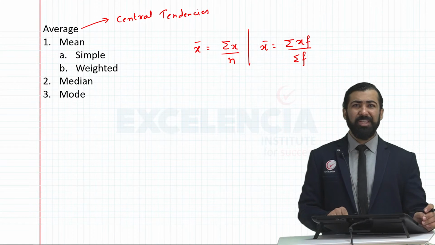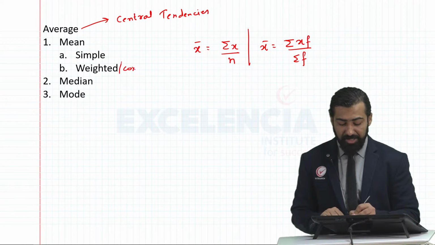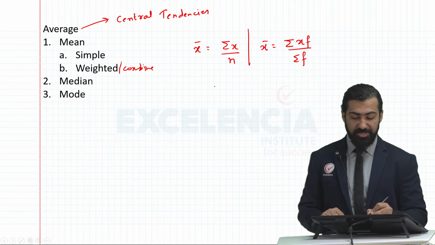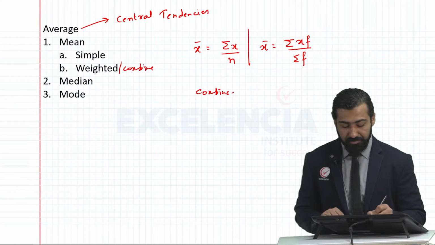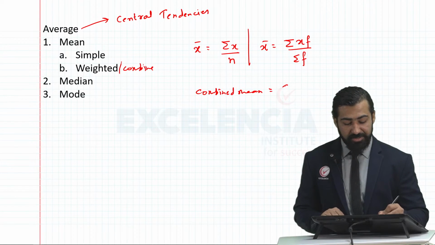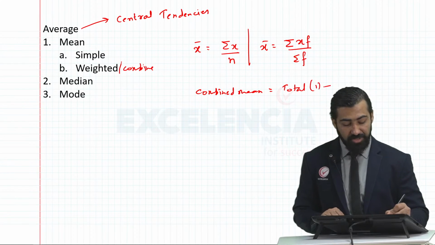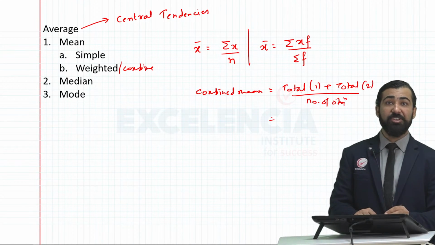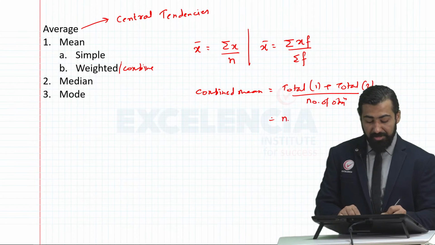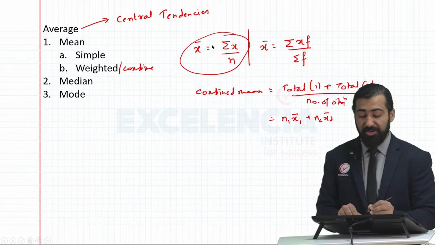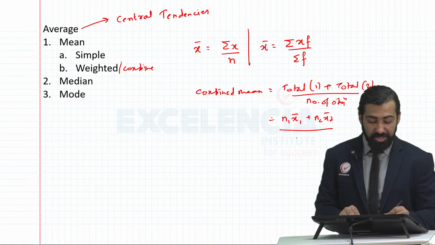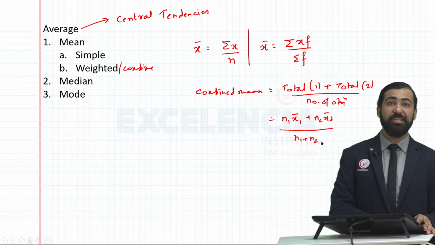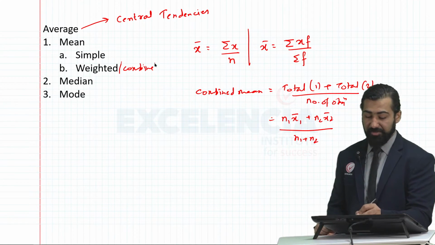What I call here is weighted mean, or suppose I want to find the value of a combined mean. My combined mean is the total of the first observation plus the total of the second observation divided by the total number of observations. What we mean by the total of the first observation here is the number of people into mean for each observation. You'll get the total of all observations divided by the total number of observations, which will be n1 plus n2. This will give you the combined mean, weighted or combined mean.